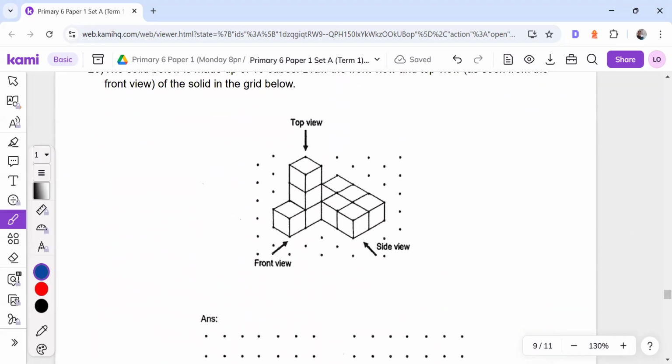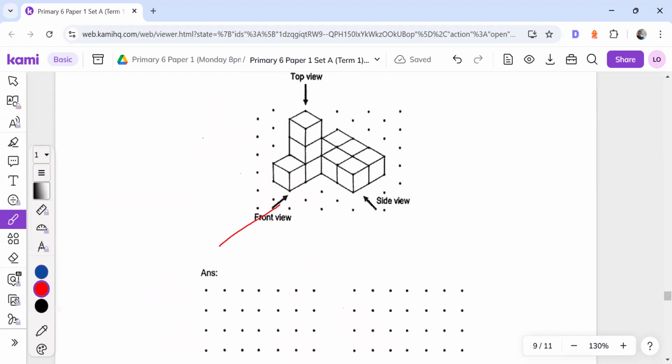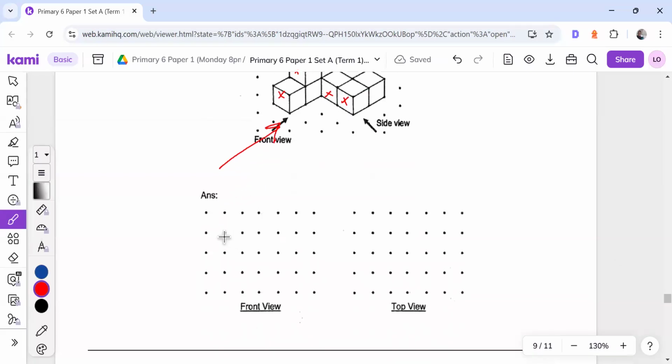How do you draw the front view? Okay, front view, easy. Face the front, and 3, 1, 1. Can you see how I count? 3, 1, 1. So how do you draw 3, 1, 1? 3, all right, 1, 1. Okay, that's how you draw.